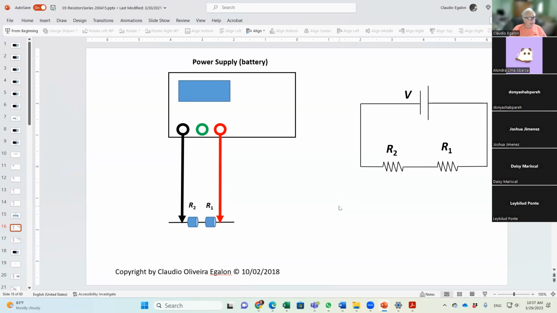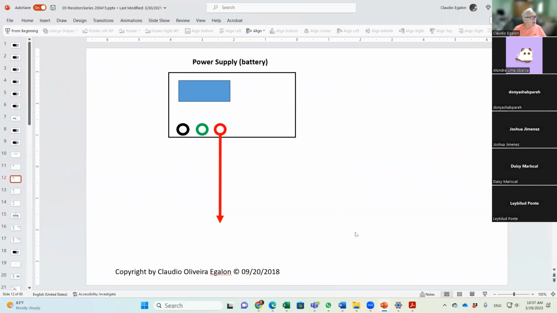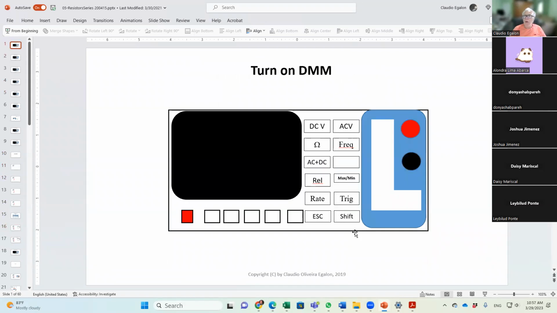But before you connect those 2 resistors in series, you're going to measure their values using the multimeter. You get the digital multimeter and adjust it to read the resistance value, and that's what this red key is all about. Remember, it's a multimeter, so you have to choose what it's going to measure: voltage, resistance, current, frequency, DC voltage or AC voltage.